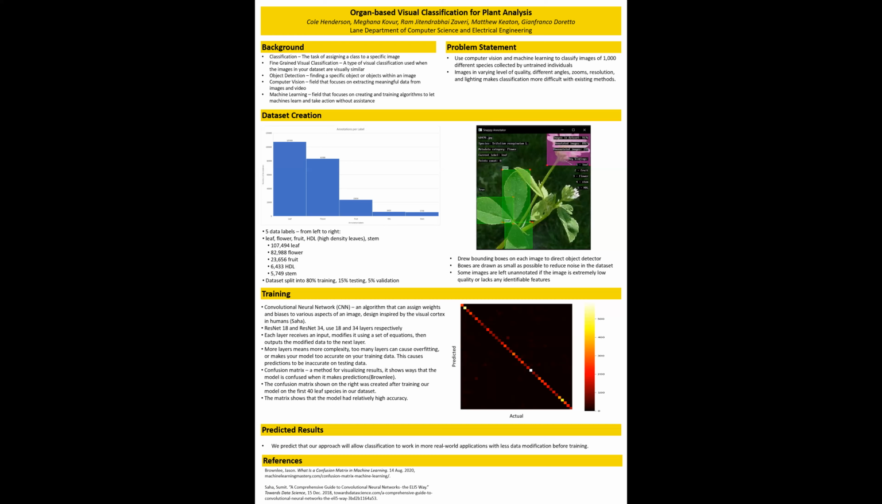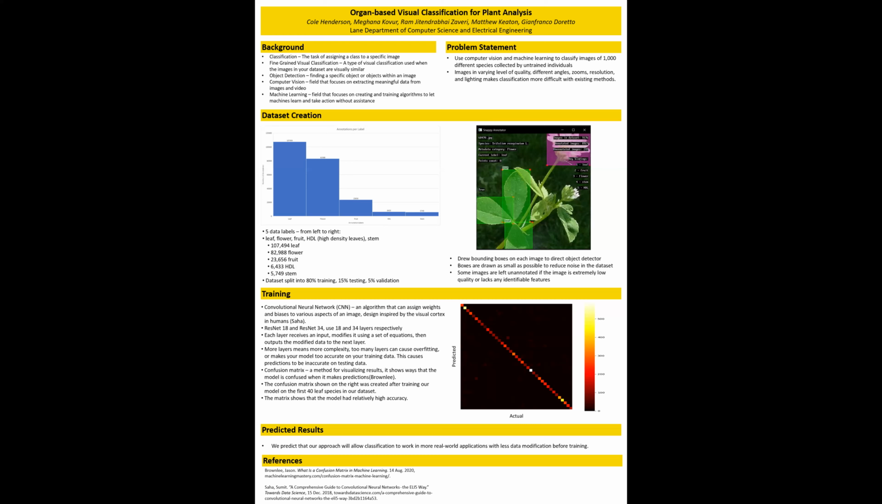Once the dataset is created, we move on to training, and we use convolutional neural networks, or CNNs, which are just algorithms that can assign weights and biases to various aspects of an image, and their design was inspired by the visual cortex in the human brain.